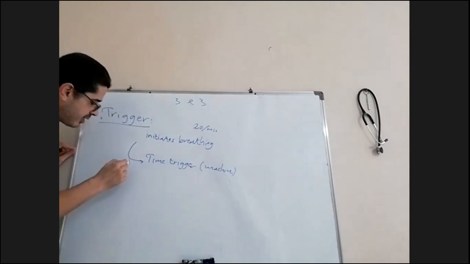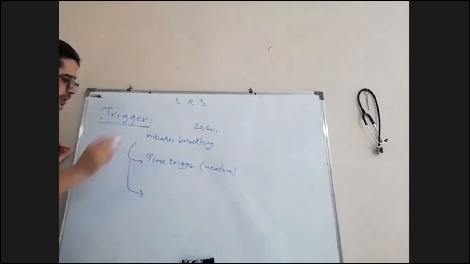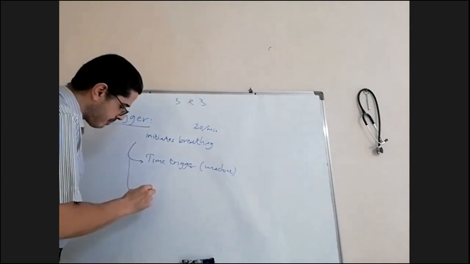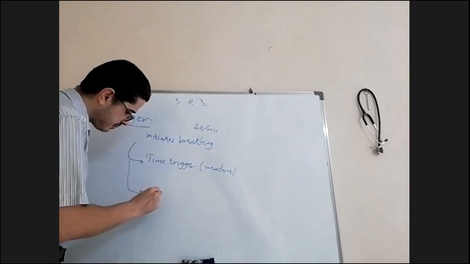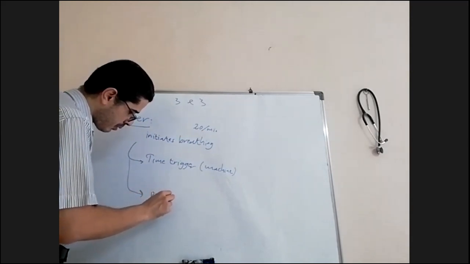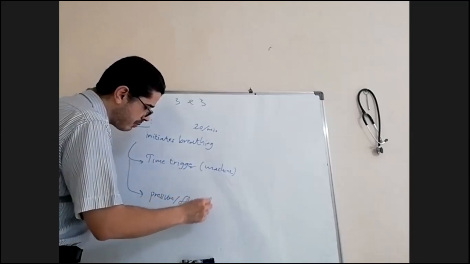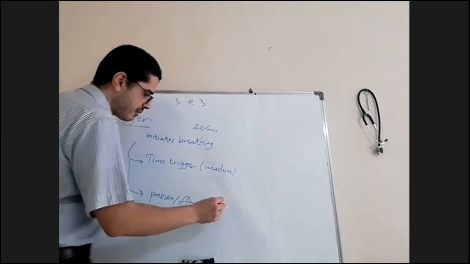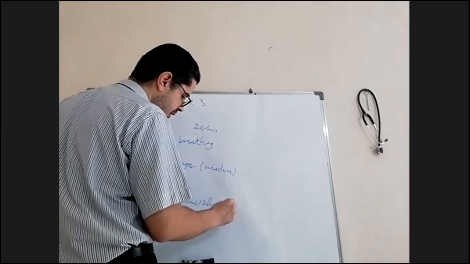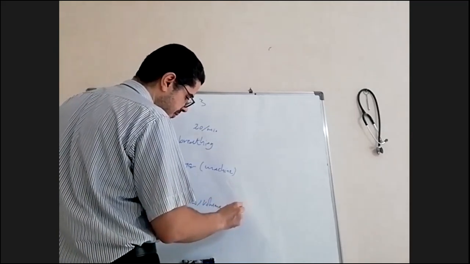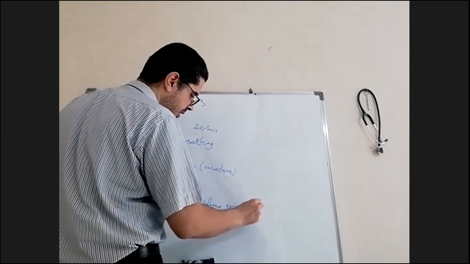The other type of trigger is from the patient, not from the ventilator. We call it pressure, flow, or volume trigger. This is from the patient, not from the machine.